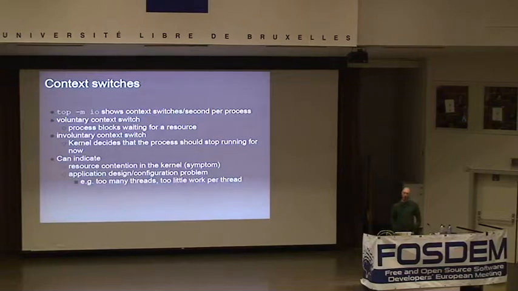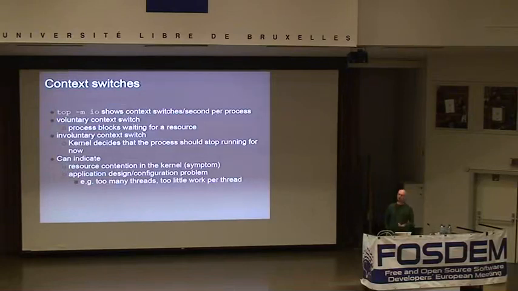Context switches can be indications of performance problems. They can be a symptom, for example, of resource contention in the kernel. If processes are blocked on a mutex, or if they're contending on a mutex, this will show up as contention, as high context switches.